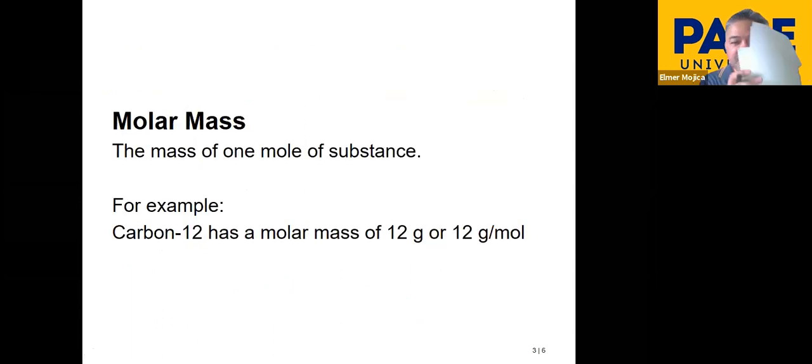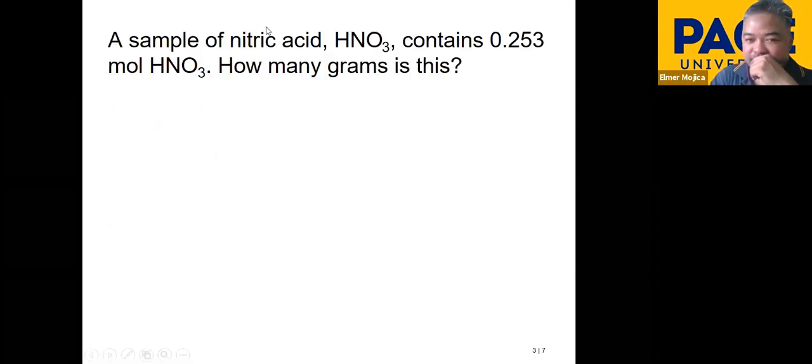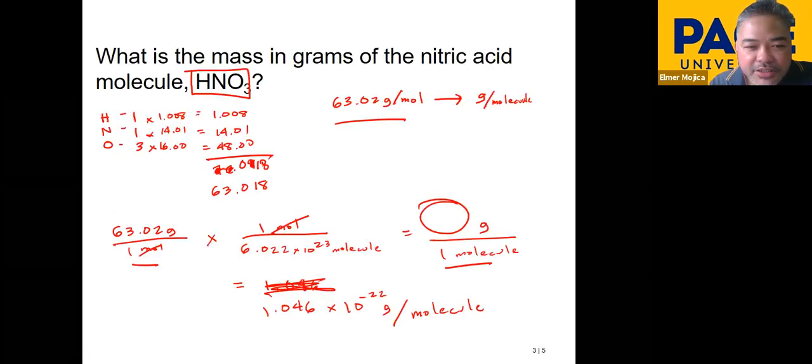As I've mentioned to you, the molar mass is just the mass of 1 mole of substance. If you have carbon 12, carbon 12 has a molar mass of 12 grams per 1 mole. So let's go on to this one. A sample of nitric acid contains 0.253 moles of nitric acid. So what's the molar mass of nitric acid that we have here? 63.02. So we're going to use that.